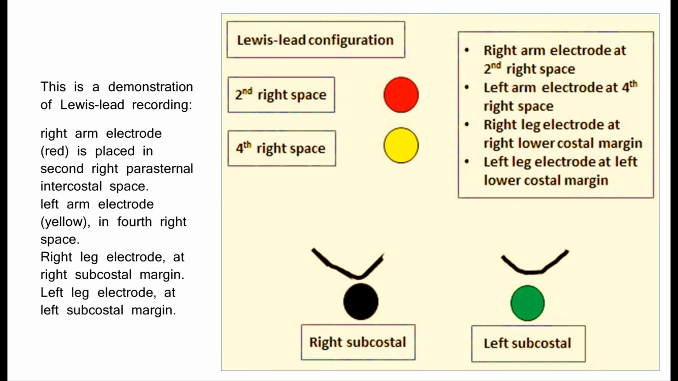This is a demonstration of Lewis lead recording. Right arm electrode, red, is placed in second right parasternal intercostal space. Left arm electrode, yellow, in fourth right space. Right leg electrode, at right subcostal margin. Left leg electrode, at left subcostal margin.